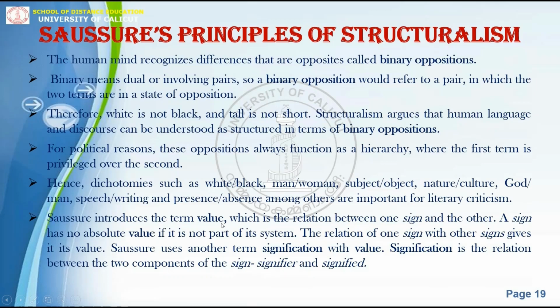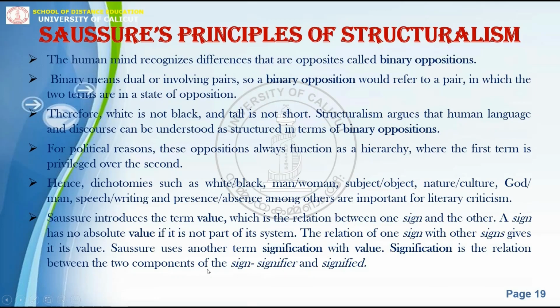Now, Saussure introduces the term value, which is the relation between one sign and the other. A sign has no absolute value if it is not part of its system. The relation of one sign with other signs gives its value. And Saussure uses another term, signification, with value.